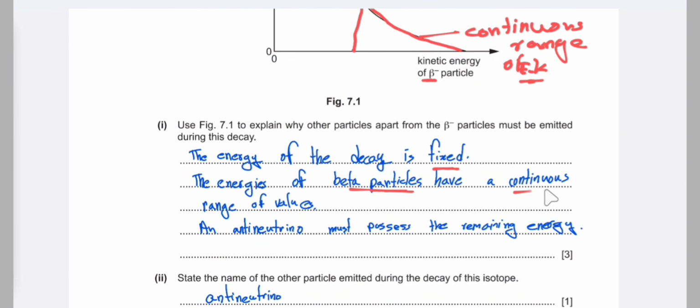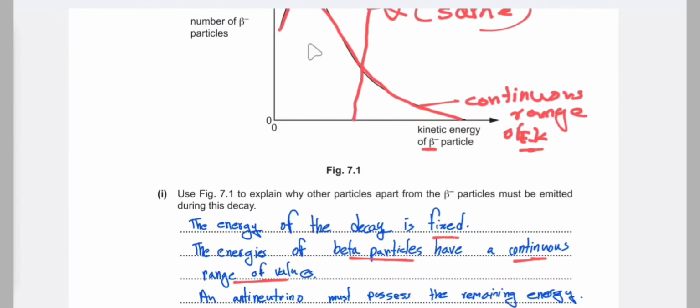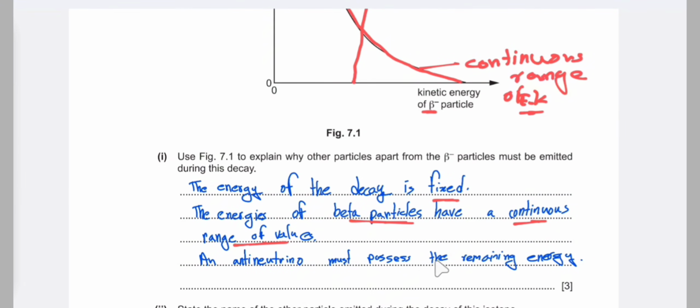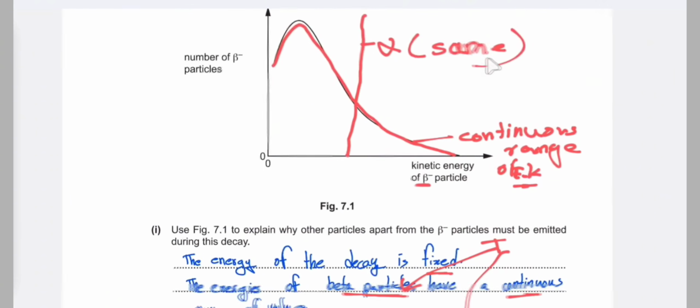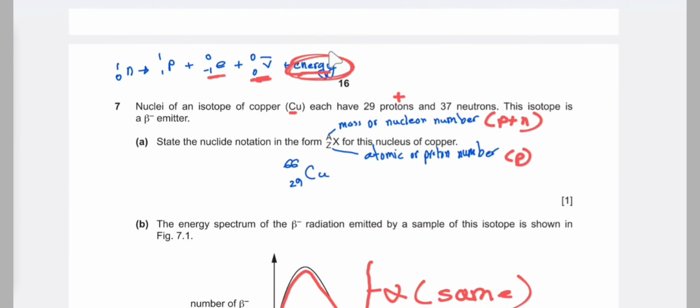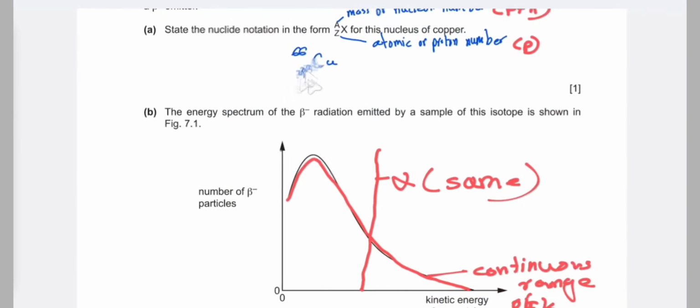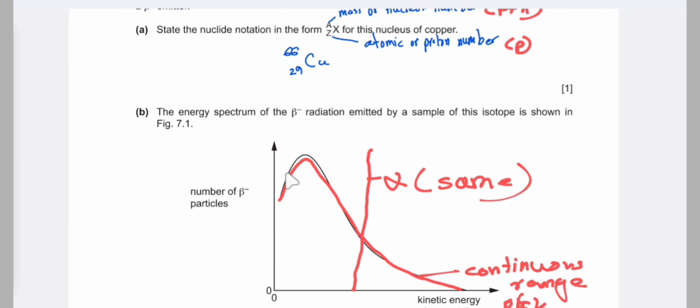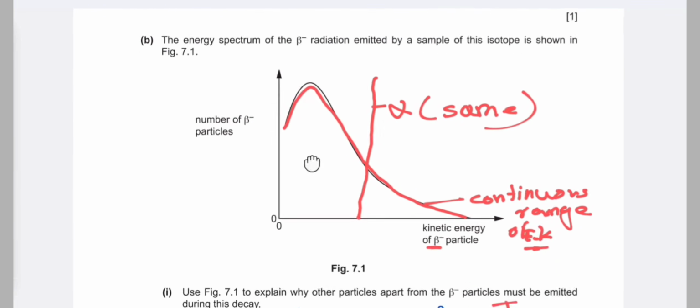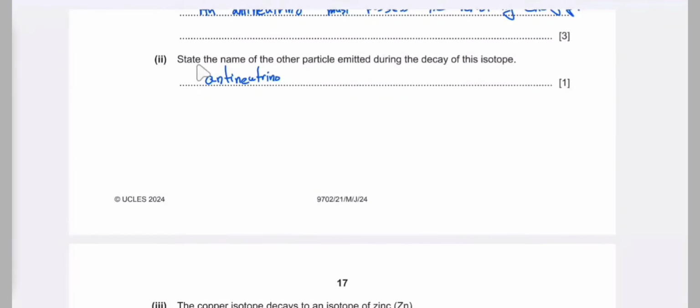So the energy of the beta particle has a continuous range of values, and the antineutrino must possess the remaining energy. So the total energy is shared between the beta minus particle and the antineutrino. Therefore, the beta minus particle has a continuous range of energy. Since the energy is shared, obviously the beta minus particle has a continuous range of energy.